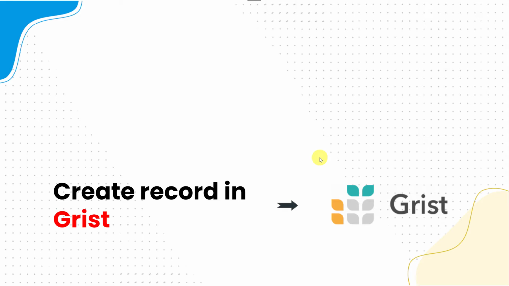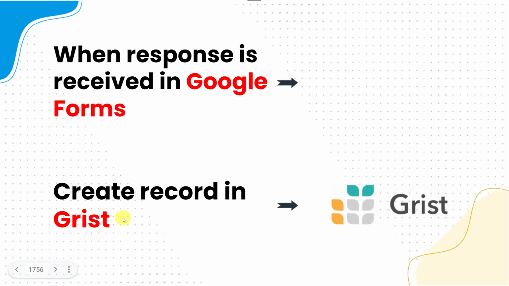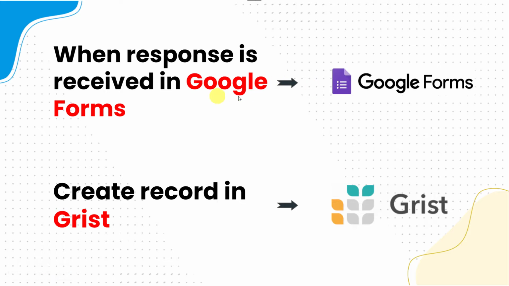So in this video we are going to learn how to create a record in Grist whenever a new response is received in Google Forms. So the idea here is that whenever you receive a response in your Google Forms, automatically a record should be created in the Grist account. But here the question is, how to do this? Just because there is no direct connection between Google Forms and Grist. So first let us check this in real time and then we will move on to the integration process.